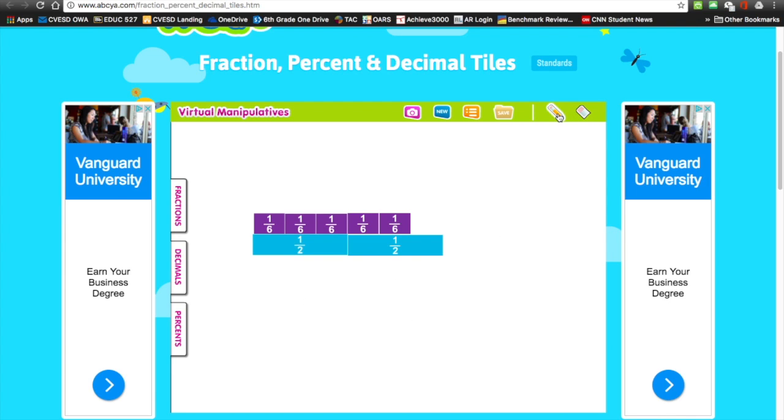Oops. When you said oops, I accidentally pressed a button that made me exit the page. 5/6 divided by 1/2. What did we get earlier? 5/6 times 2 over 1 equals.